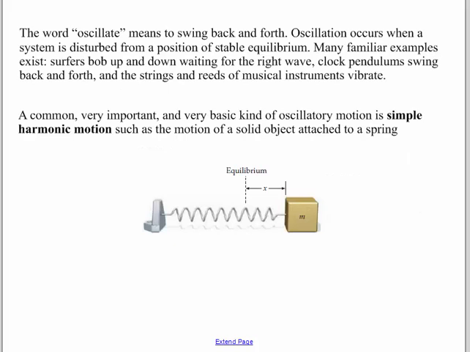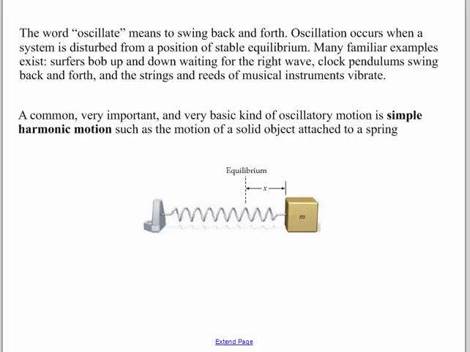The word oscillate means to swing back and forth. Oscillation occurs when a system is disturbed from a position of stable equilibrium. Many familiar examples exist. These include surfers that bob up and down waiting for the right wave, clock pendulums that swing back and forth, and strings and reeds of musical instruments that vibrate.